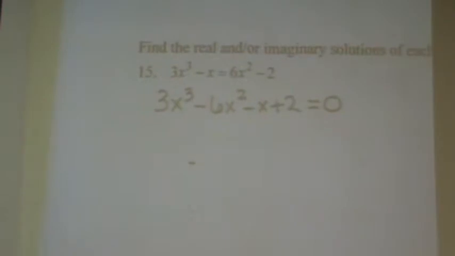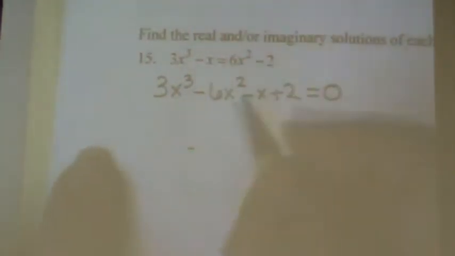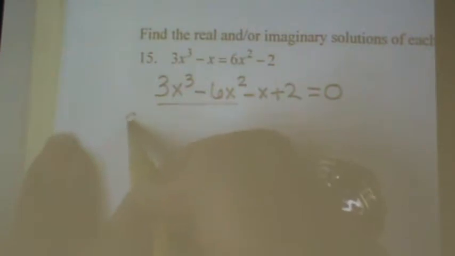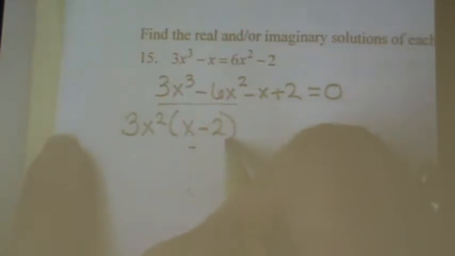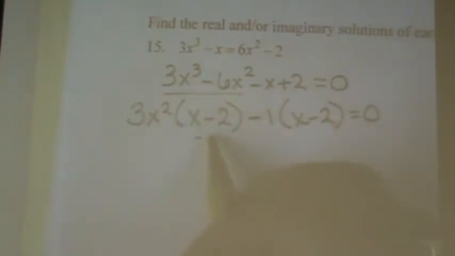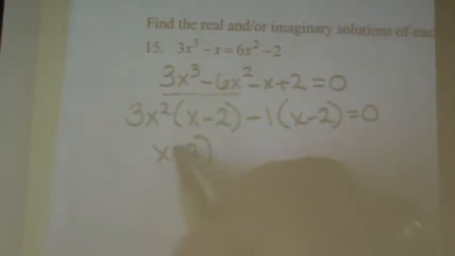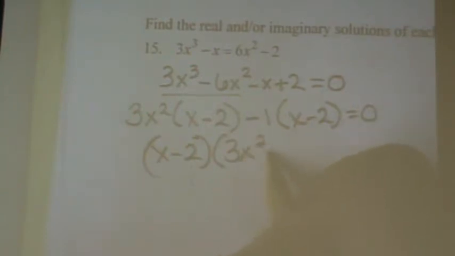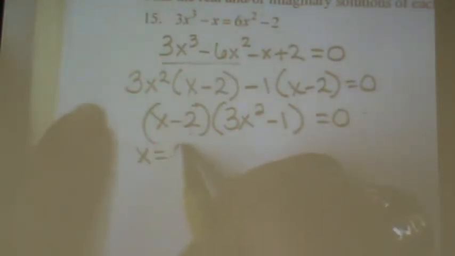Now, when you see 4 terms, you should do factoring by grouping. I would take these 2 right here, and what's your GCF of these 2? It's 3x squared, and you're left with x minus 2. Now check out this. This kind of looks like x minus 2. If you took out a -1, you're left with x minus 2. So this factors to be x minus 2, and then 3x squared minus 1. Now, we know the 0 here, it's 2.